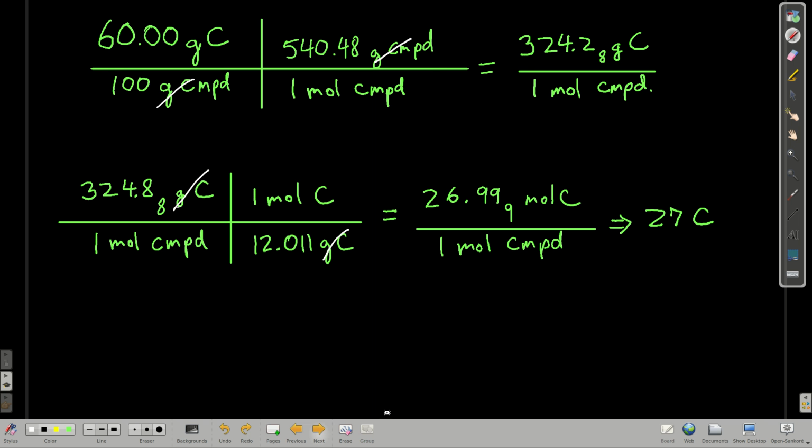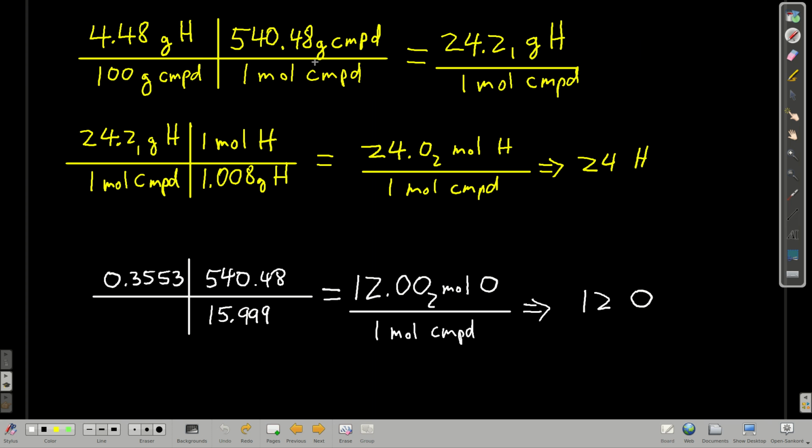Now let's do the same thing for hydrogen. So we take 4.48%, 4.48 grams of hydrogen per 100 grams of the compound, times the molar mass of the compound. This tells us how many grams of hydrogen are in 1 mole of the compound. So again, the grams of the compound cancel. And then we take the grams of hydrogen in 1 mole of the compound and divide by the molar mass of hydrogen right here. Grams of hydrogen cancel, and we get moles of hydrogen per mole of the compound. And so we know in 1 molecule there are 24 hydrogens.